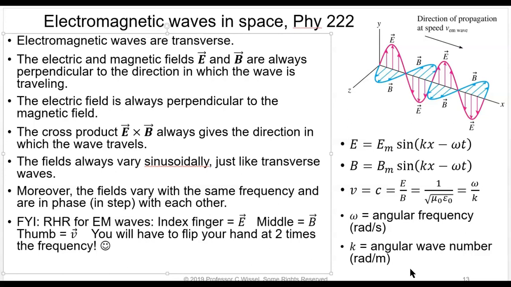And that also equals 1 over the square root of mu naught epsilon 0. And that equals omega over k. Omega is the angular frequency in radians per second, and k is the angular wavenumber in radians per meter. Now, by the way, since these things are in phase, this formula holds. It doesn't matter whether you use the amplitude or the instantaneous value or the RMS value, because they're always in phase with each other. It's okay to use this.